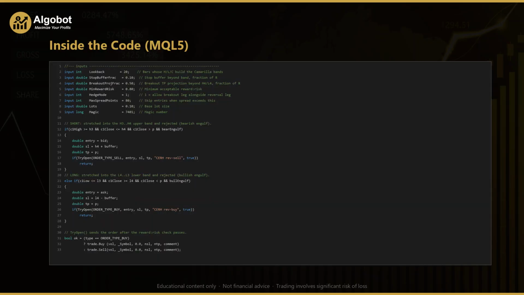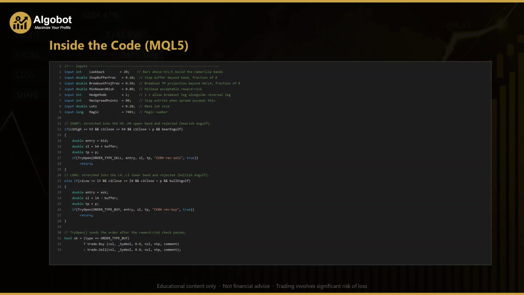Let's look at the actual MQL5 code as it appears in MetaEditor. At the top are the input parameters you can adjust in the strategy settings. Lookback, defaulting to 20, sets how many bars build the Camarilla bands. The stop buffer fraction and the breakout projection fraction control how far the stop sits beyond the band and how far the breakout target projects, both as fractions of the range.